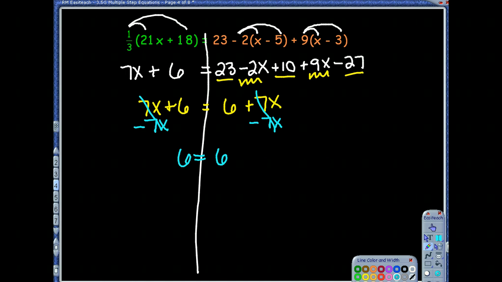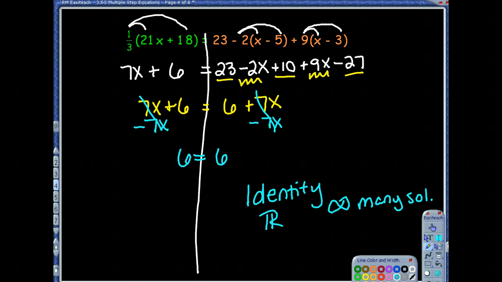Solve for x. But if they all cancel, and here I'm left with just something like 6 equals 6, that is true. A number does equal itself. That's an identity. That number sees its identity on both sides of the equal sign. So it's an identity, all real number answers. You could say that there's infinitely many solutions. So any number that I put into this equation is going to make one side exactly the same as the other side.